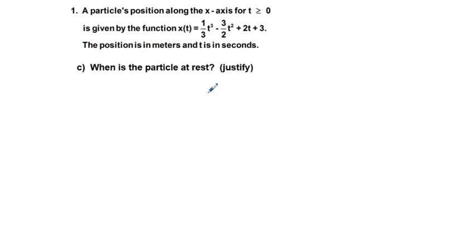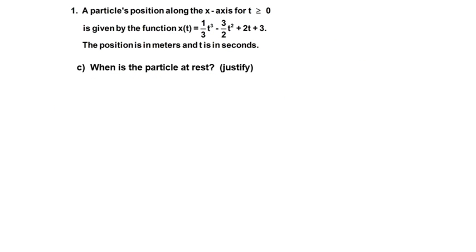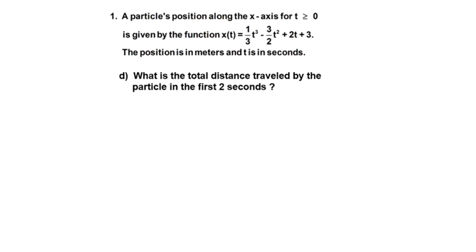Next part, C. Okay, we already have when the particle's at rest. D: what is the total distance traveled by the particle in the first 2 seconds? I think for C I meant to put the same thing. I need to put when is the particle moving to the left, but that's all right.